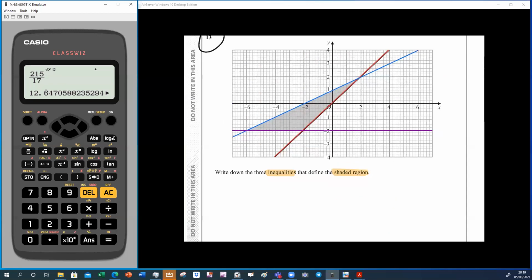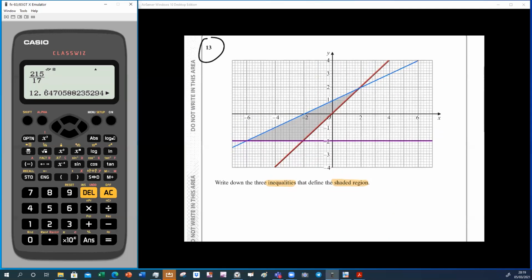Now, I think we should start with the easiest line first. So let's bring in Mr. Asadullah, please. Asadullah, I want you to look at the purple line. Can you tell us what is the equation of the purple line just by looking at it? I don't want you to work anything out, just tell me what it is. Y equals -2. MashaAllah, fantastic.